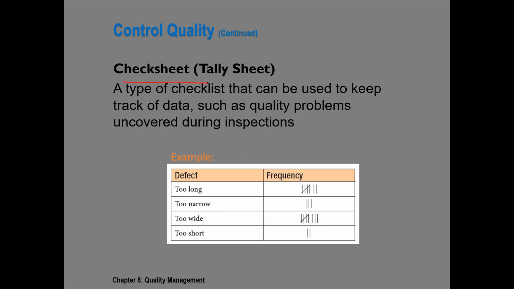Check sheets, that are a derivation of checklists. We also call them tally sheets. They not only do a tick box exercise, but also they keep track of the data. Meaning how many doors were long? 7. How many were narrow? 3. How many were wide? And how many were short? So this is just one example of a tally sheet or check sheet.